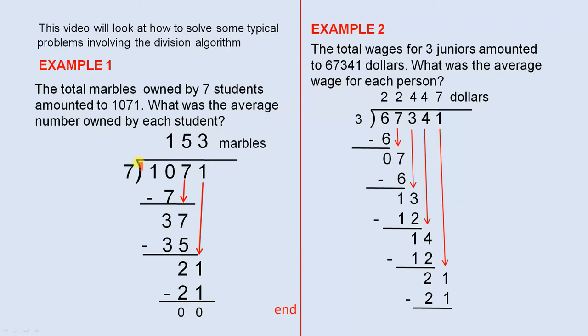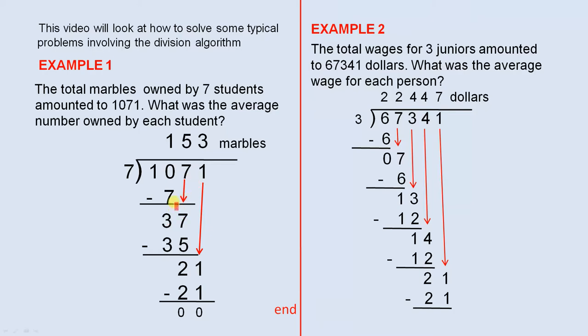So all we do, we divide 7 into 1,071. 7 into 10 goes once. 1 times 7 is 7. We saw this process in previous videos. If we go 10, take away 7, that gives us a remainder of 3. That tells us when 7 goes into 10 once, there is a remainder of 3. That's what that process is doing for us.